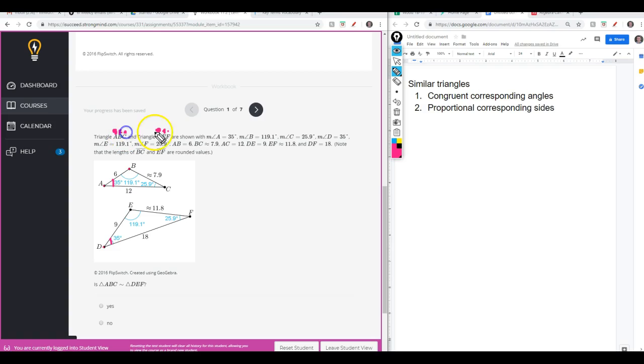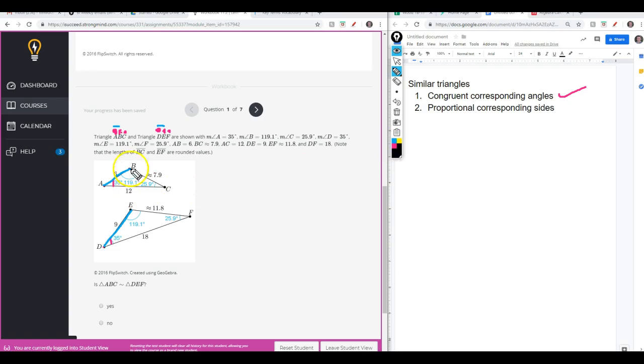And last one is vertex C and vertex F. So that means angle C and angle F are corresponding. So angle C is 25.9 and angle F is 25.9. So we've met that requirement so far. The next thing to check is that the corresponding side lengths are going to be proportional. So the corresponding side lengths will be between corresponding vertexes. So the first two are AB. Corresponding side length would be between the first two, which is DE. So AB is corresponding to DE.